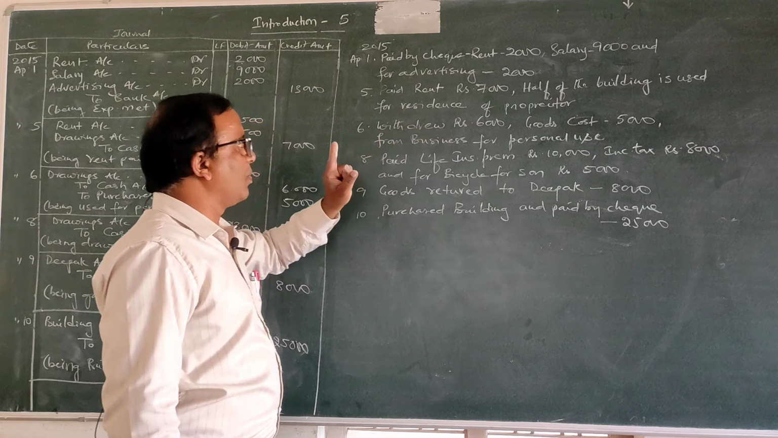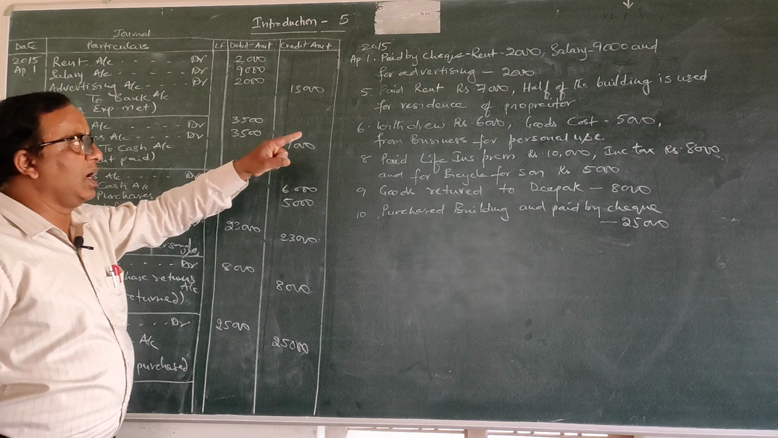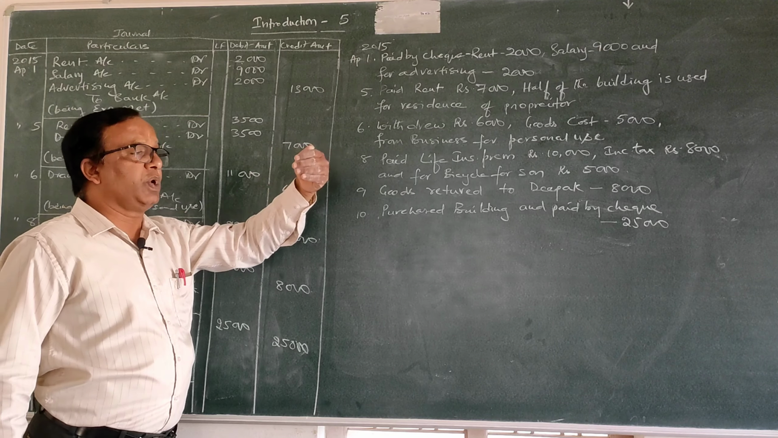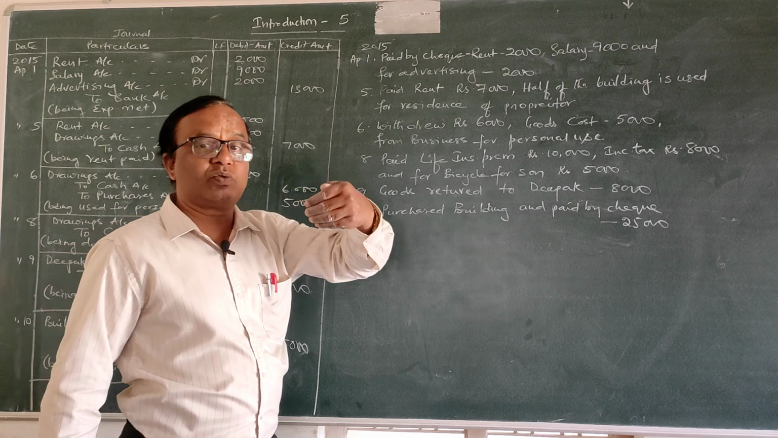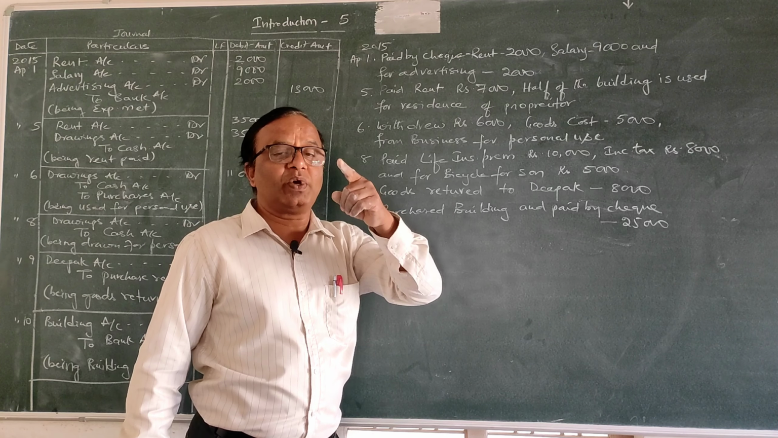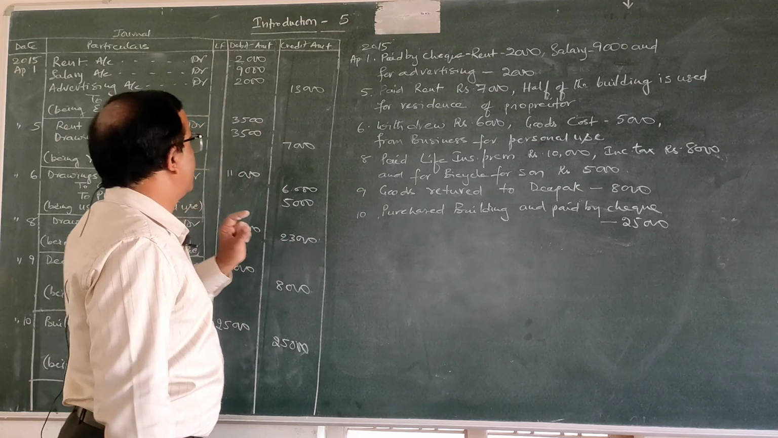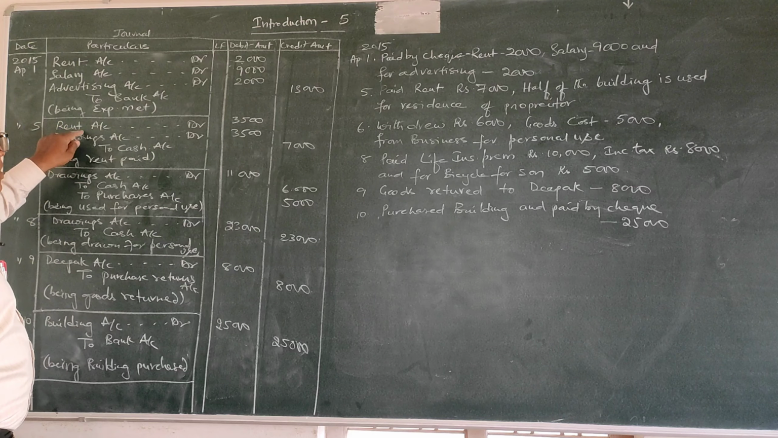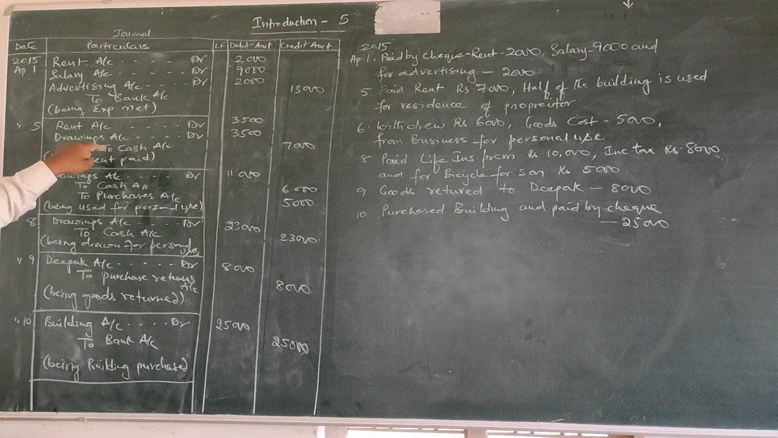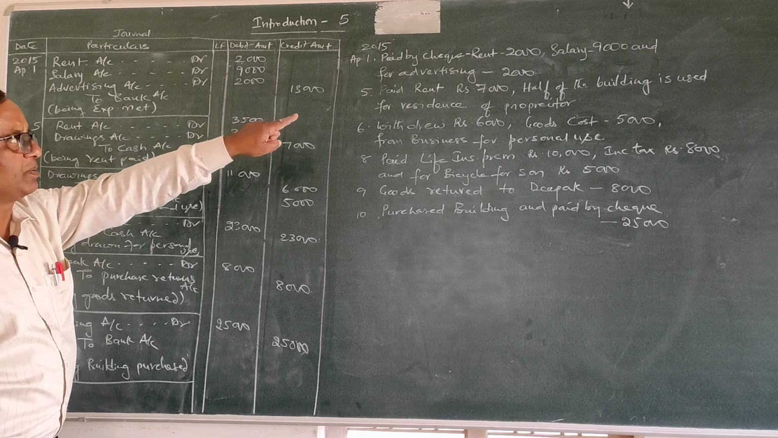So the accounts affected: whatever part of the rent he has paid that is related to the business is an expense for the business. So the accounts affected are rent account, drawings account, and cash account here. Observe here. Whatever expense the business has met for that particular building towards the rent, it is an expense as it is a nominal account. So rent account we have debited 3500, half of 7000.